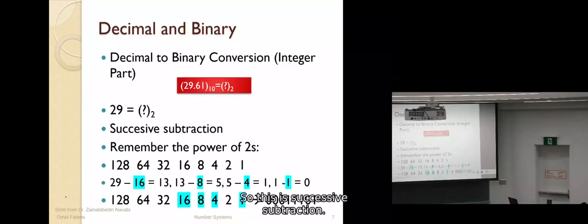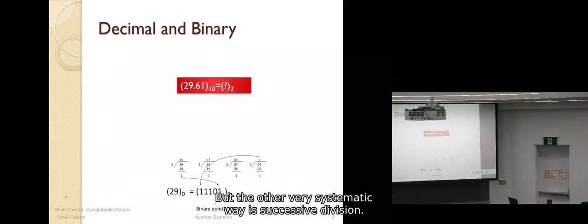This is the binary number of 29. So this is successive subtraction. You could do it in your mind without writing. When you see, for example, the number 67, 67 is 64 plus 2 plus 1. So we have 3 bits there. The others are 0. So you have to know where 64, 2, and 1 are, and then you write. It needs practice. But the other very systematic way is successive division.